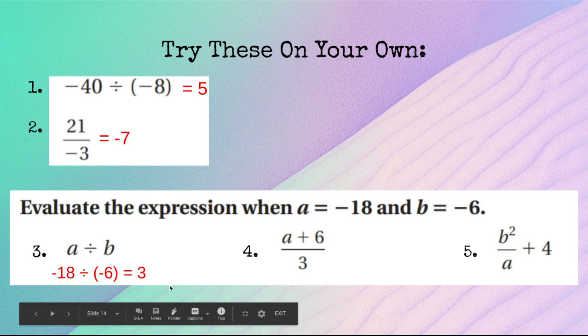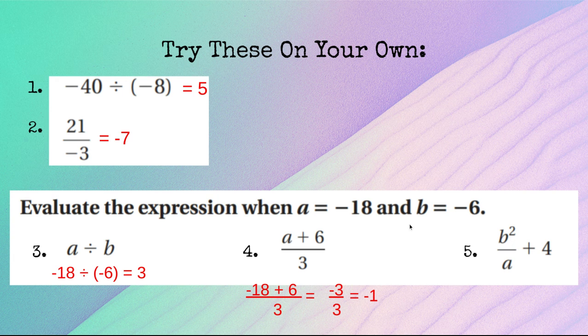So we end up with an answer of 3 for number 3. And we end up with an answer of negative 1 for number 4. And in number 5, after quite a few steps, we end up with an answer of 2. And that'll be the end of it.